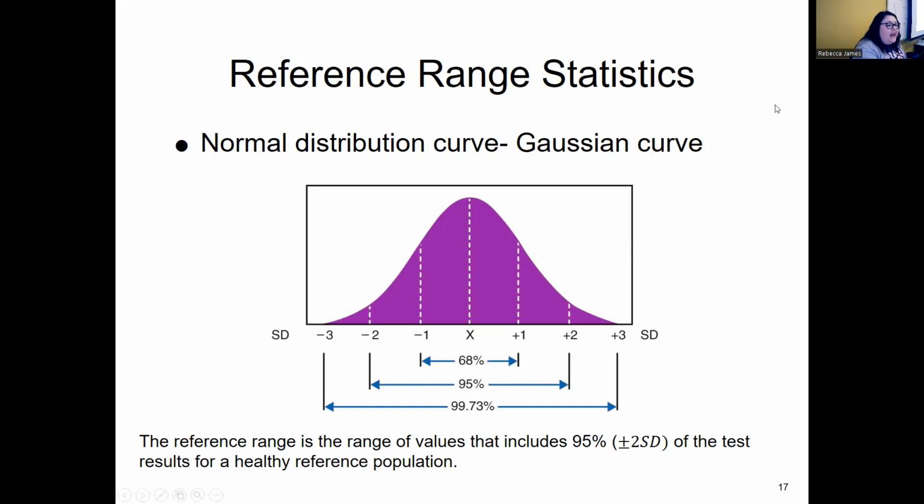And then 99.73% will fall between plus or minus 3 SD. You need to know these numbers. When talking about QC, your reference range should be within plus or minus 2 SD.